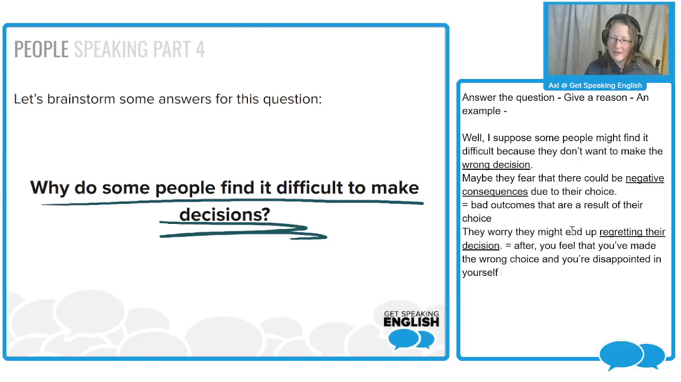And I used end up here, as in, you make this decision, and then at the end, this is where you end up. This is what you become. So yeah, they worry they might end up regretting their decision, and here also the ing form because it comes after a preposition. Yeah, so that could be something.